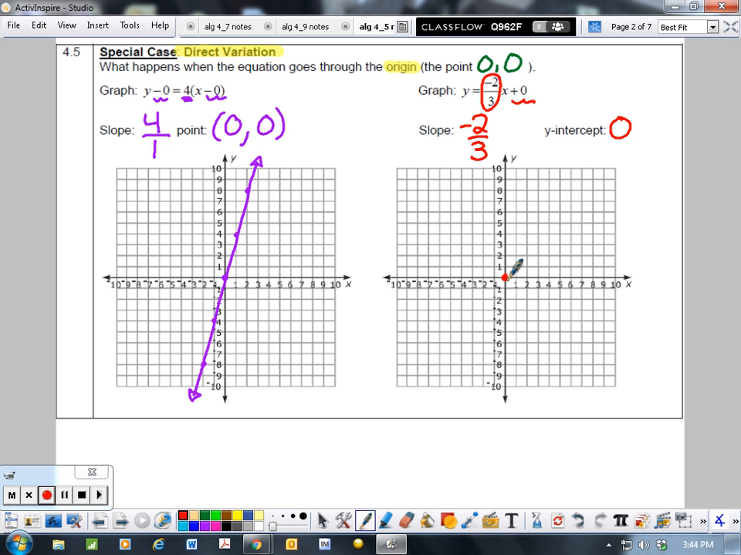Then I use my slope to move: down 2, right 3, and repeat. Or I can go backwards, up 2, left 3, and repeat. And that's our equation.